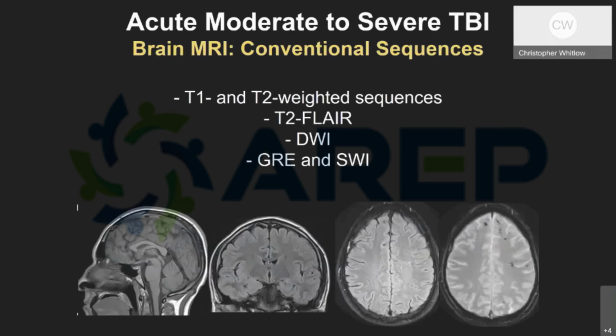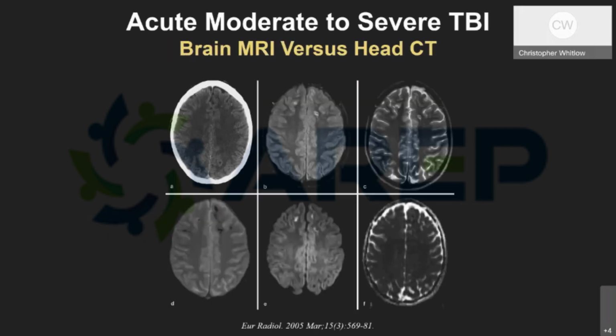And as you know, typical pulse sequences used for TBI include conventional T1 and T2 weighted sequences, as well as T2 FLAIR, diffusion weighted imaging, gradient, and susceptibility weighted MRI. And there is literature comparing MRI and CT to study where MRI might be able to outperform CT in terms of identifying evidence of trauma.